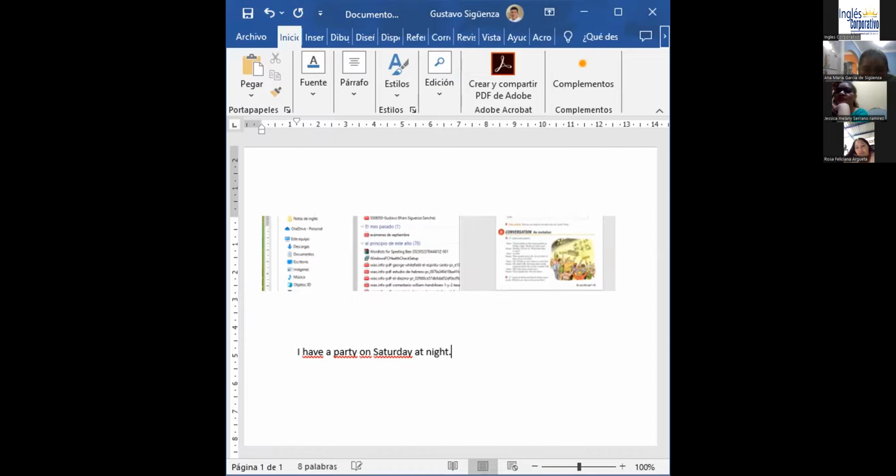Y de ahí se le pone un punto. Would you like to go? No, creo que sería W-O-U-L-D, would you like to go? Y signo de interrogación. Ese sería el nombre de una de nosotros, ¿verdad? Que hace la pregunta. Le ponemos un nombre.